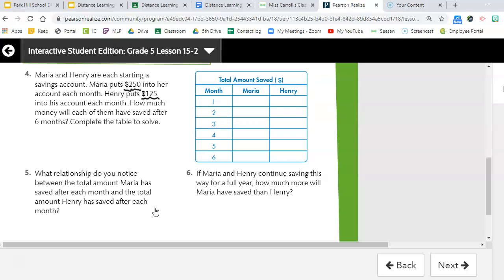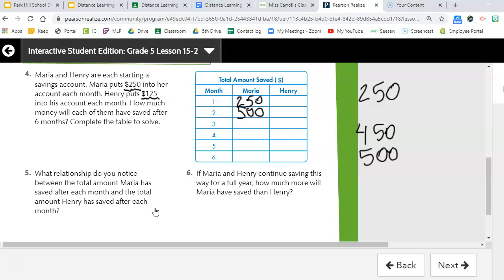Okay, so Maria is putting $250 in each month, which means after the first month she'll have $250. So now I'm just going to count up by 250. So 250, plus 200 more would be 450, plus 50 more would take me up to 500, okay? So I don't really want to add it all. You can, but I would rather just solve it in my head, okay?